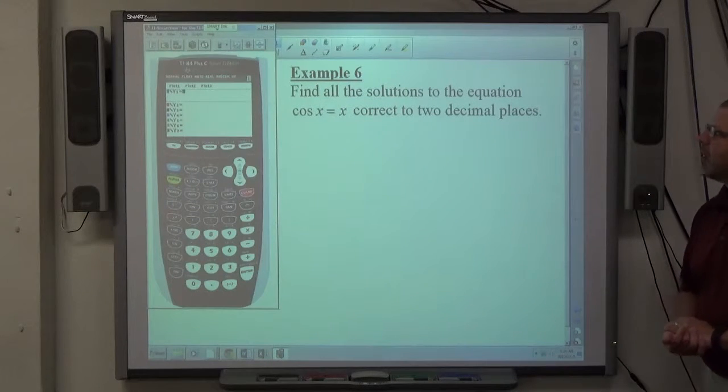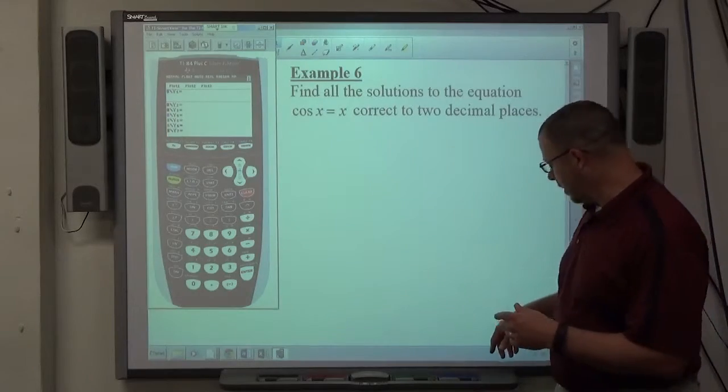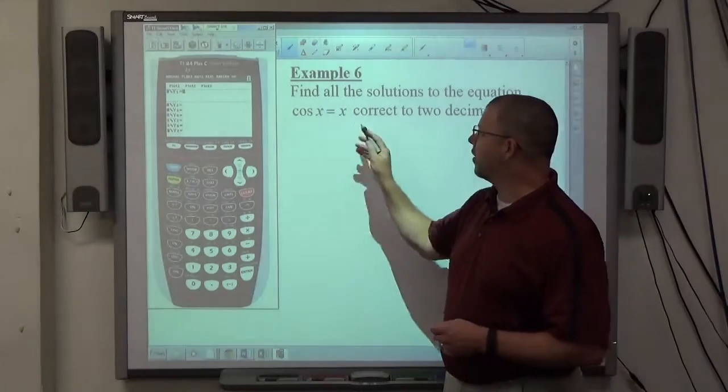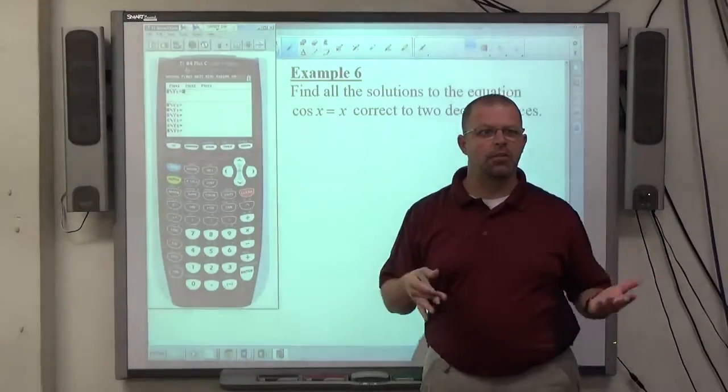All right, example 6. Find all the solutions to the equation cosine of x equals x, correct to 2 decimal places. What you're going to notice about this one, it doesn't say cosine of x equals 0. It says cosine of x equals x. So first thing I want to do is move either x to the left or cosine of x to the right. It doesn't matter. The only difference is what the graph looks like.